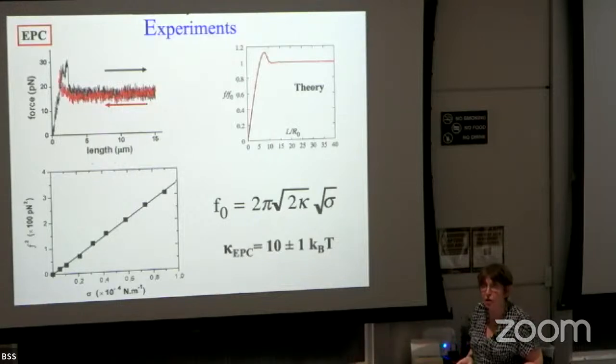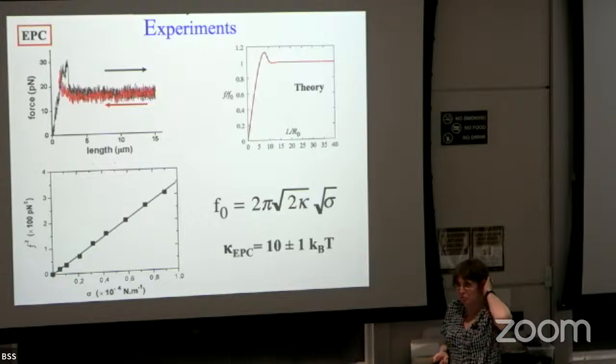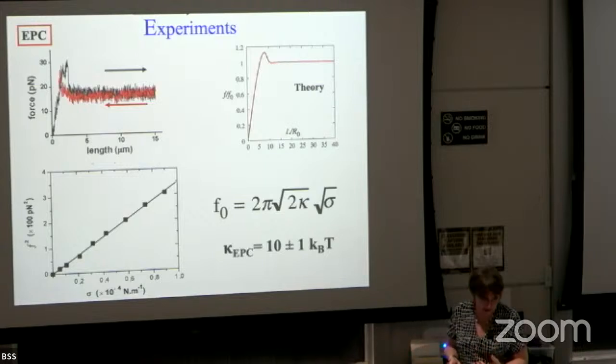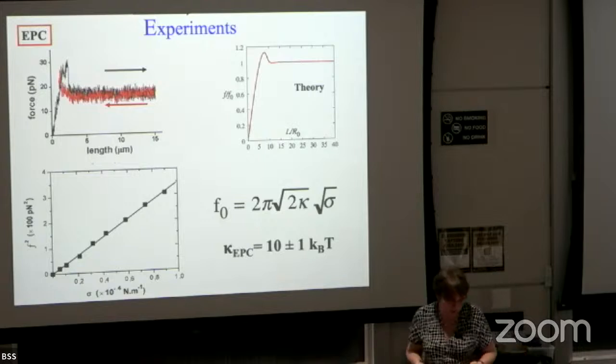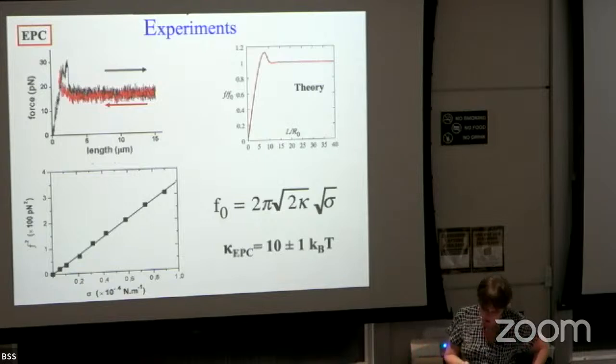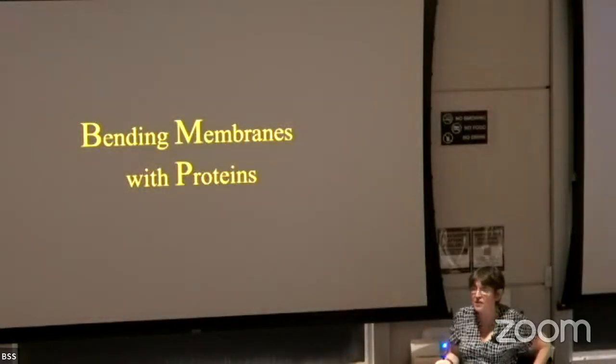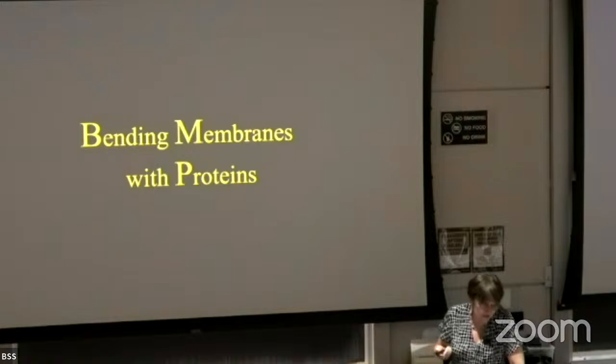Maybe I will start now to explain what happens with proteins, right? So I told you that it's possible to deform membrane with an optical tweezers, by changing the osmotic pressure, etc. But in real life, that's not how it takes place. Of course, we need proteins to deform membrane, and that's at least what was exciting us.